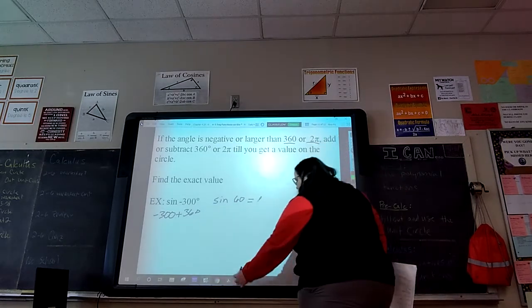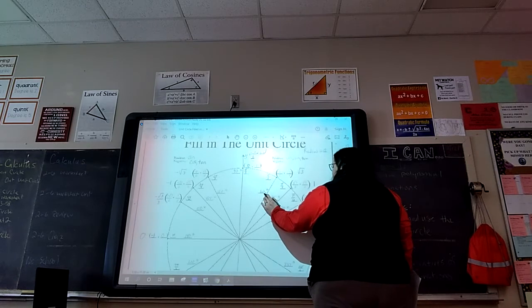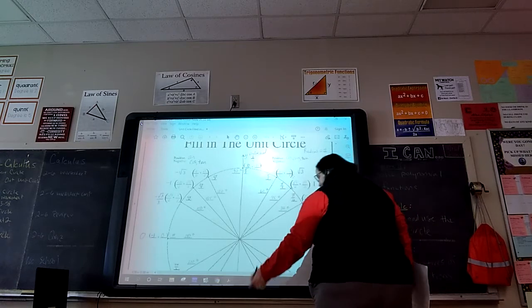So then we go to our chart. So 60 degrees is here. And then, which value is our sine value? The y. Yep, so it's going to be the square root of 3 over something.